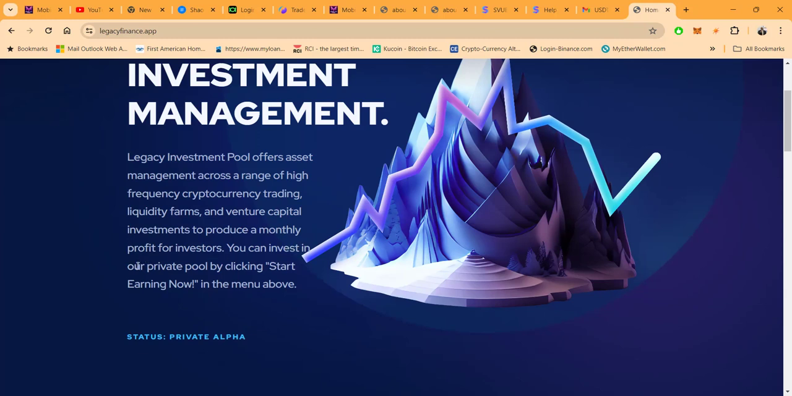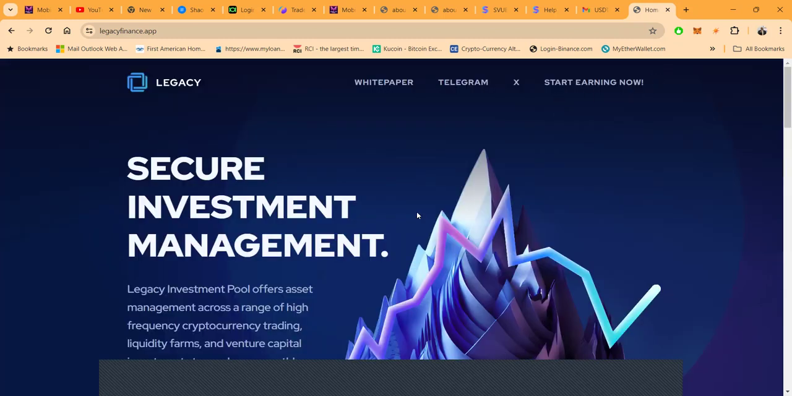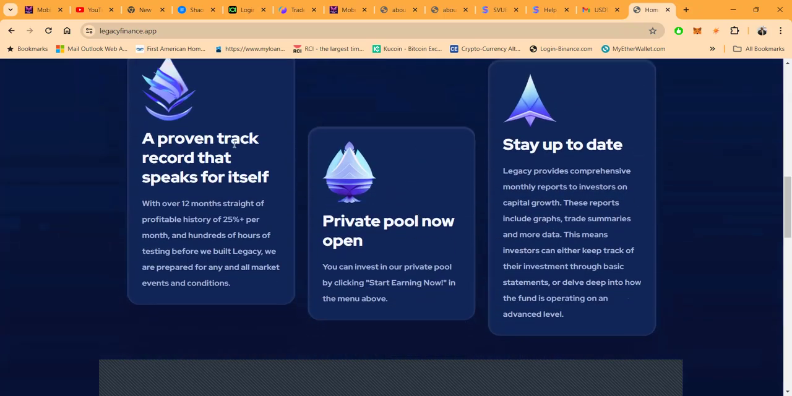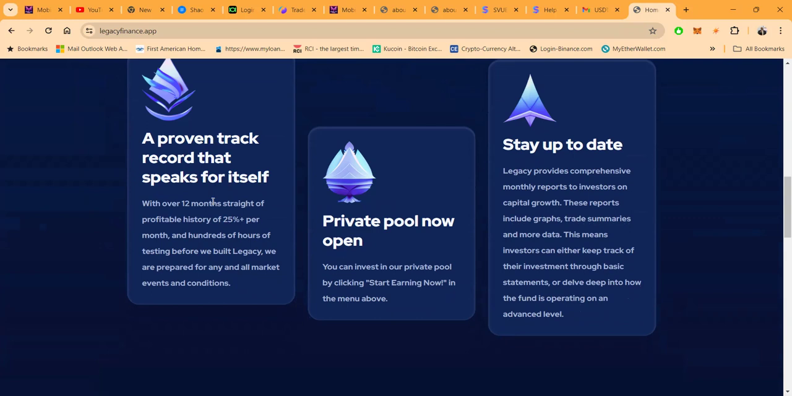You can invest in their equity pool by clicking start earning now in the menu above. That's right here. That's how you get started. And we'll take a look at that link. Well, a proven record that speaks for itself. Folks, they got over 12 months straight of profitable back testing of 25% or more per month and hundreds of hours of testing before they built Legacy. Literally hundreds of hours, right? And they're prepared for any and all market events and conditions.